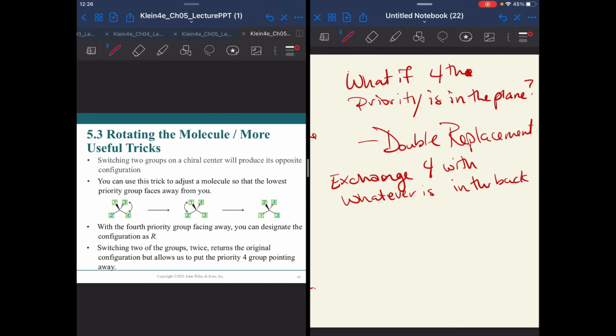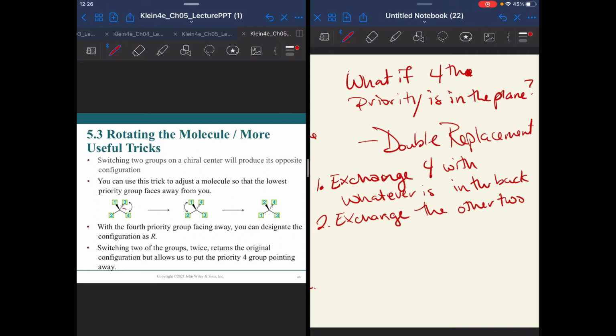Now, once you do this, you are actually changing the stereochemistry to the enantiomer. So this one is first. Second, then you will exchange whatever the other 2 are. You can't be guaranteed that 3 is the one in the back, so you're just changing 4 with whatever is in the back.